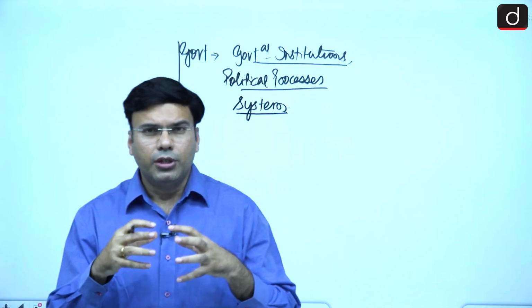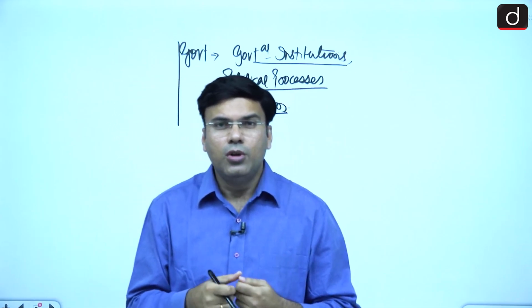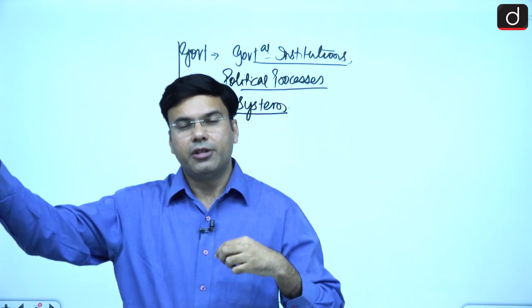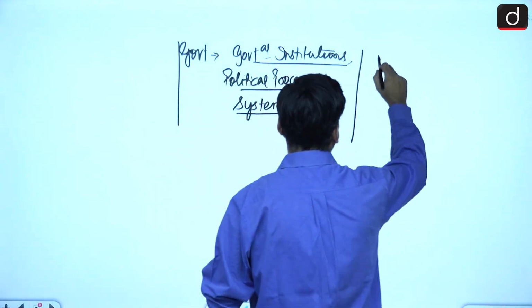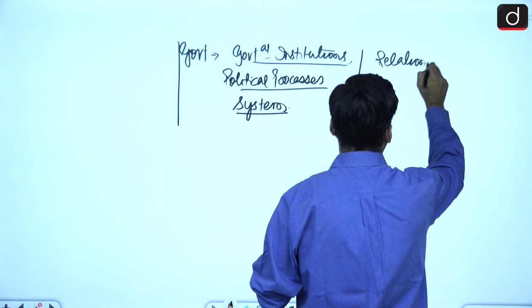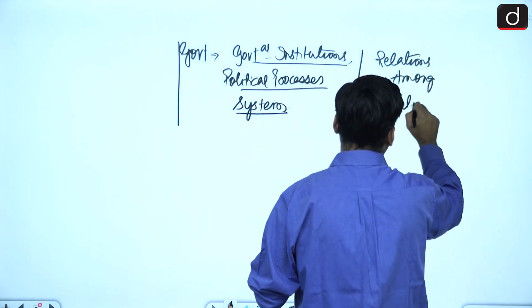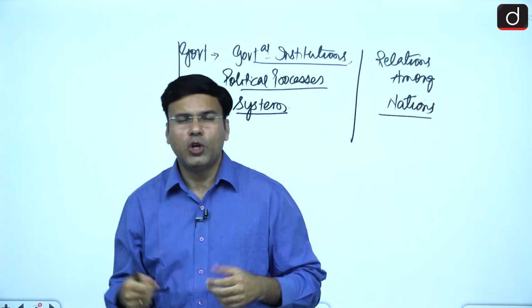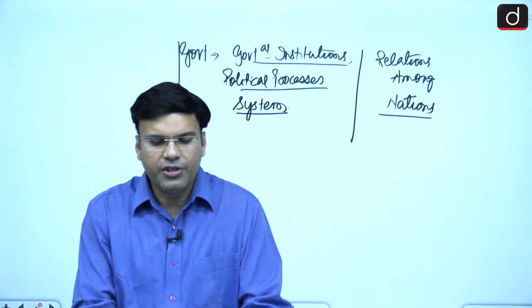But we should also know in political science how one government is related with other governments, which means I am talking about relations among nations. So that is also a crucial area of this study which a political scientist is always interested in.